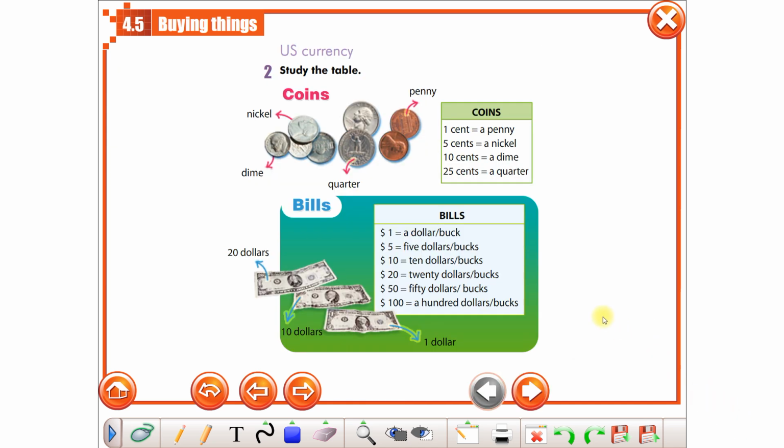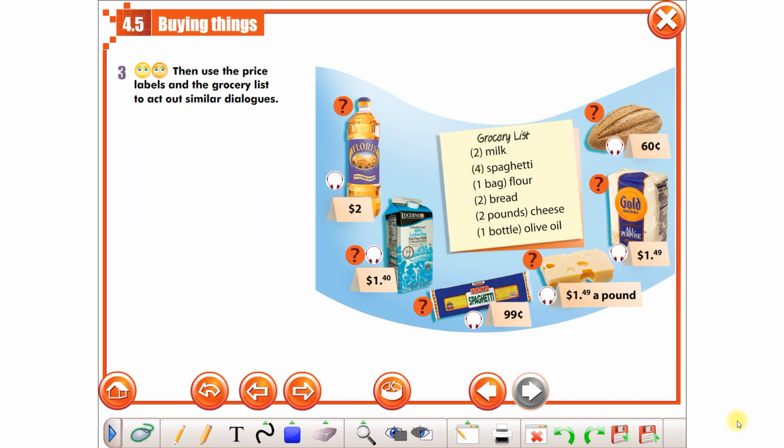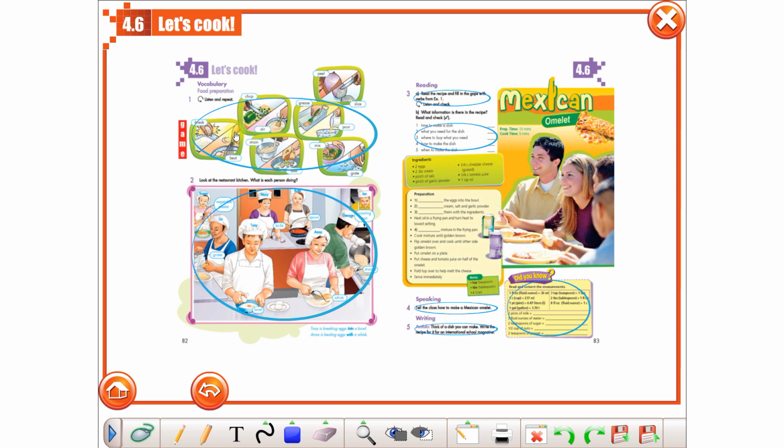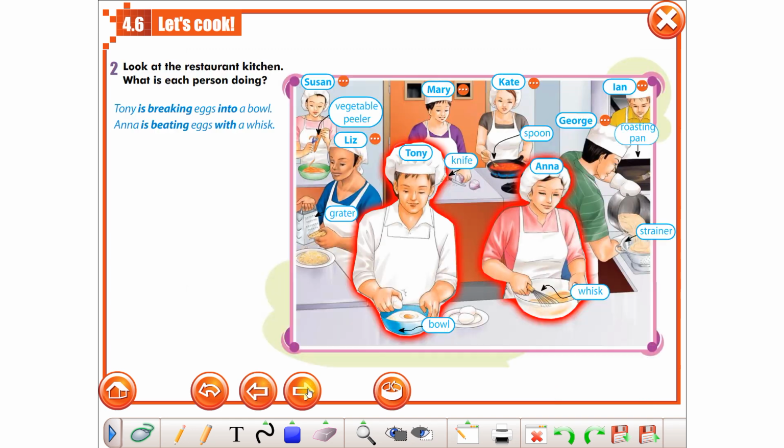Also the vocabulary for currency. So we have here the bills and the coins. Asking for the prices and the total of the products that you get. Next to let's cook, the instructions of how to prepare food, how to do any dish.